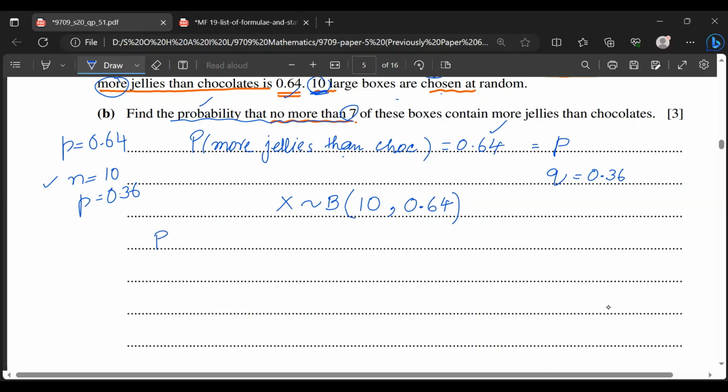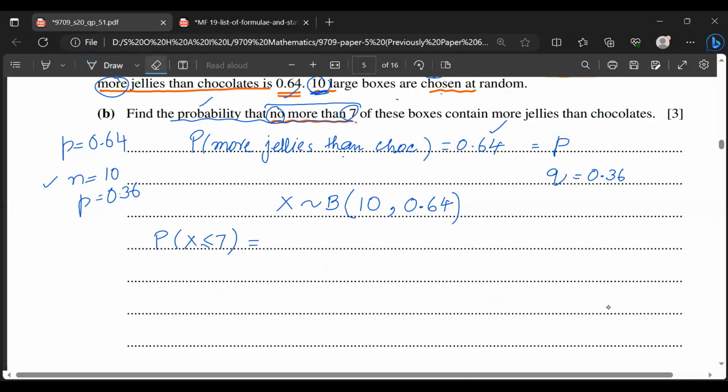So here, probability no more than. How to write this in the form of inequality? No more than 7 means probability of X less than or equal to 7. The largest value for X is 7, so not more than 7. If I do it directly, it is 0 or 1 or 2, 3, 4, 5, 6, 7. So don't apply this approach. Use the other way, the other end.